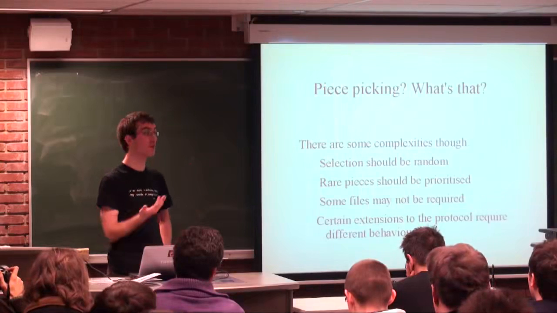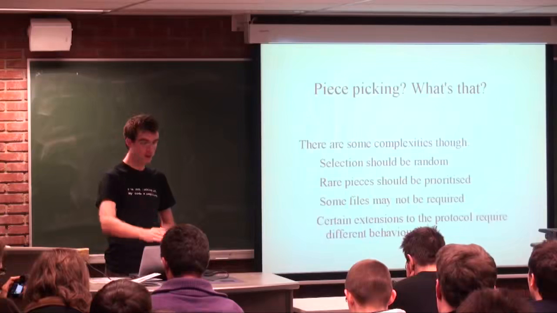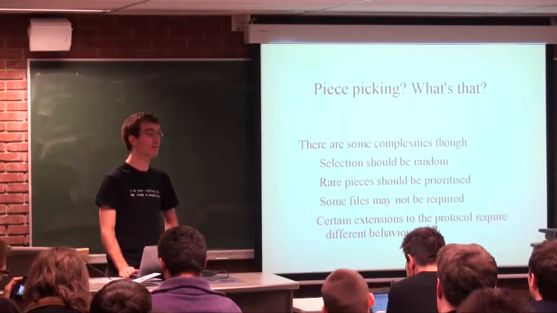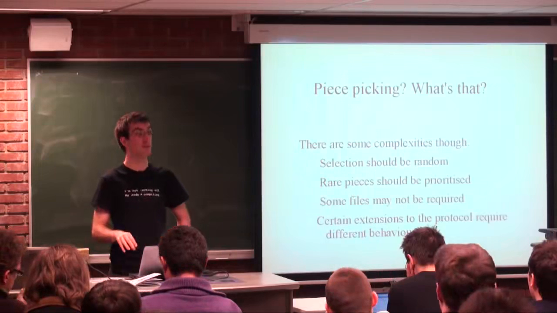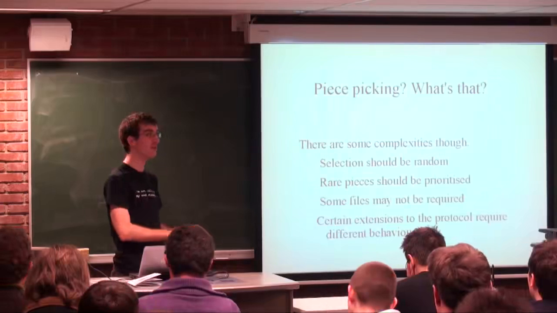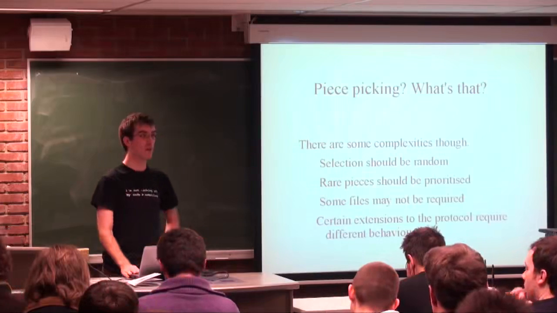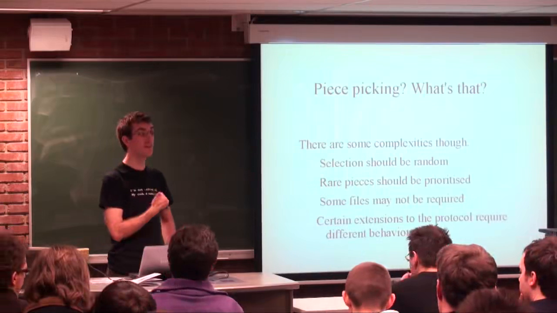And then of course, sometimes you don't want to download all the files. There could be 100 files in the torrent and you want one. So all these make it more complex to pick a piece, because you have to follow all these rules. And then there are some extensions to the protocol which say, under certain conditions, you're allowed to choose this, otherwise you're not. So I needed a way of solving this which I could test.